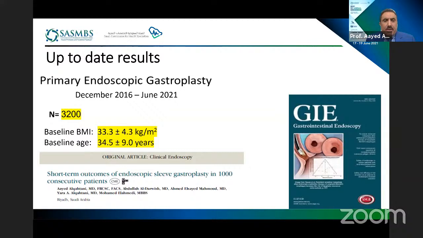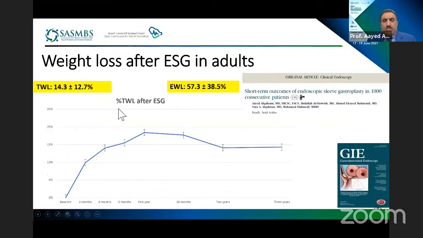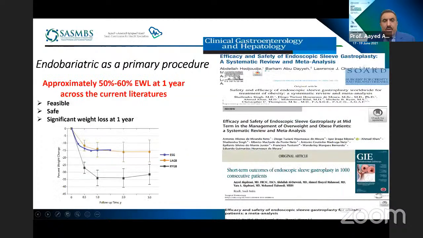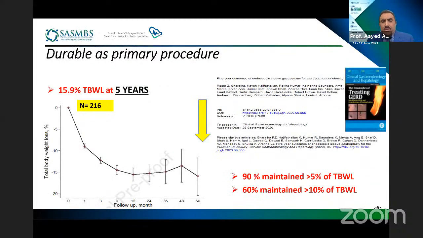Currently, we have done primary procedures in 3,200 patients, and the results, as Barham presented, are almost 60% excess weight loss, and that is 15% total weight loss. This is up to 5 years, and at 3 years you can see up to 15% total weight loss. It has also been almost close to banding and less than sleeve. A 5-year study has been shown by Reem Sharaiha, where those who maintain 15% total weight loss is a good number.